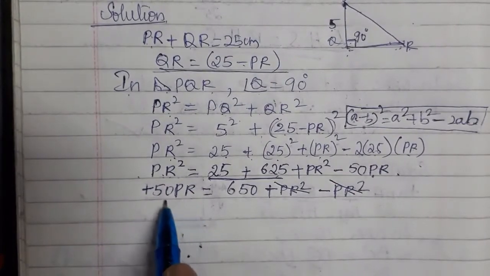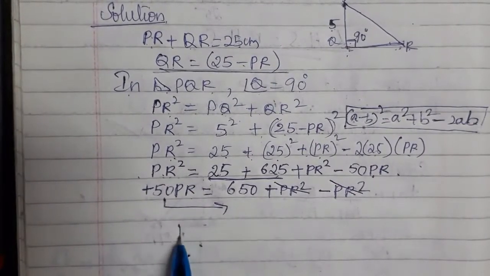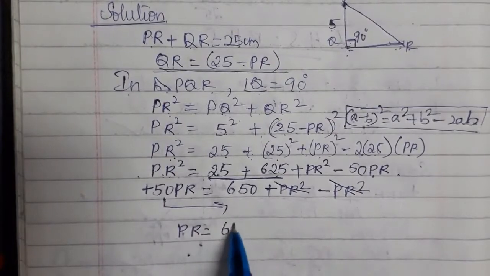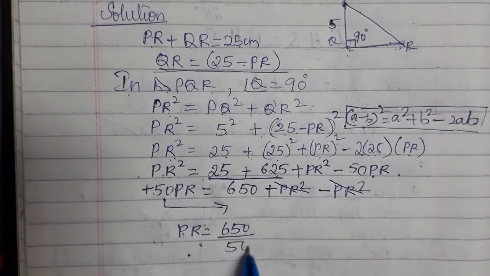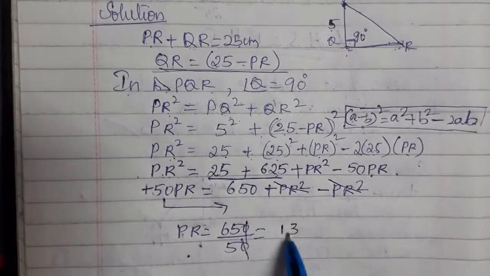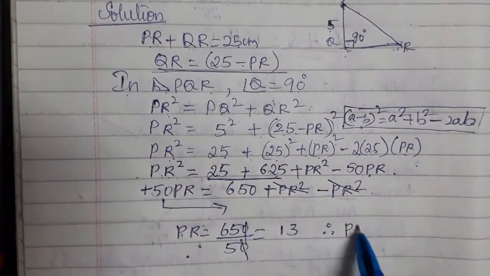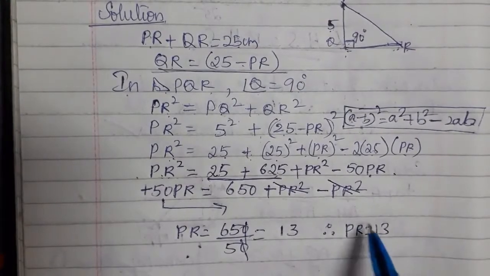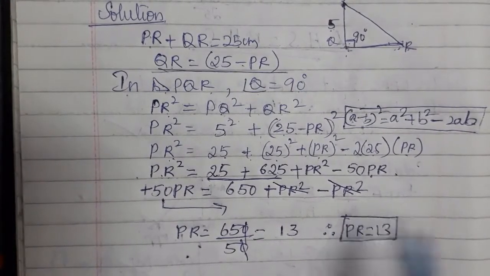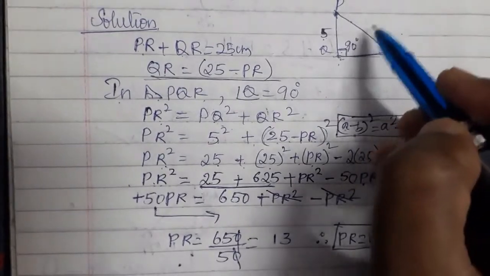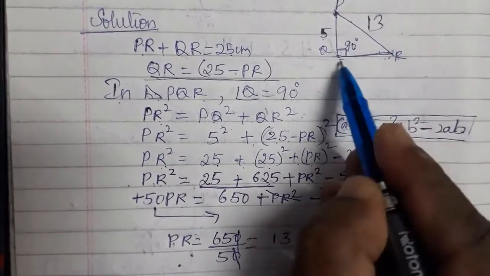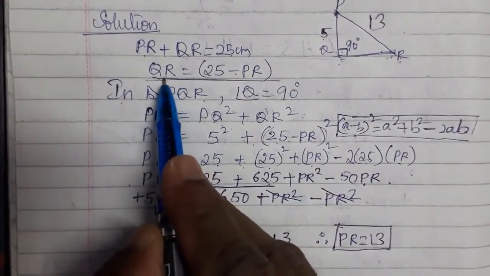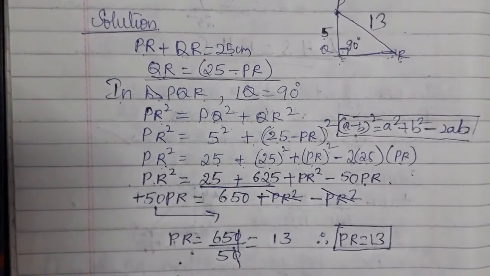Now I want the value of PR. Shift 50. PR is equal to 650 by 50. 0 0 cancel. 5 1s are 5. 5 3s are 15. Therefore PR is equal to 13. Now we got PR 13. Now I should find QR. Find QR, use this formula.